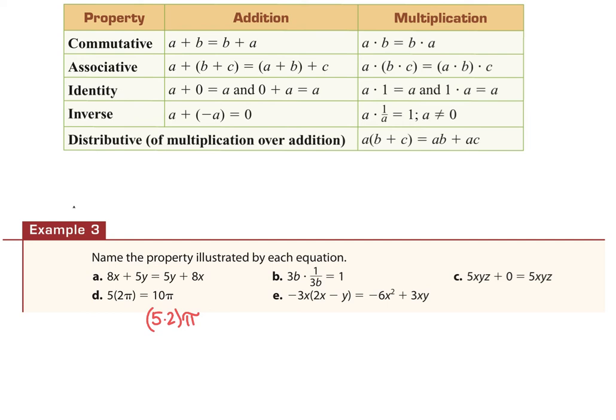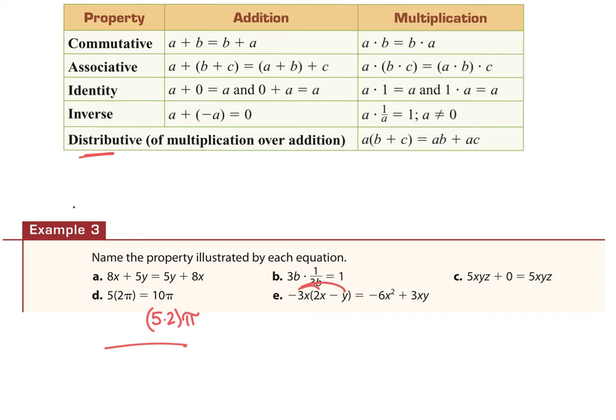Caroline, what did they do on E? Negative 3x times that group equals negative 6x squared plus 3xy. It does have a group in it, but what did they actually do to that negative 3x? Negative 3x times 2x, negative 3x times negative y. What did they actually do here? Yeah, so they distribute it. Does that make sense? Right? So the associative has that grouping, which is actually what they did here, which doesn't show it as well.